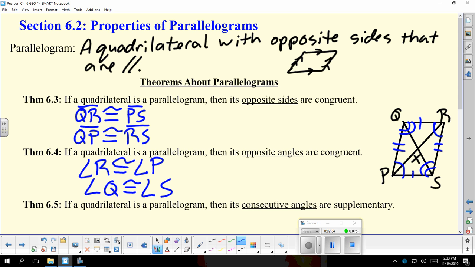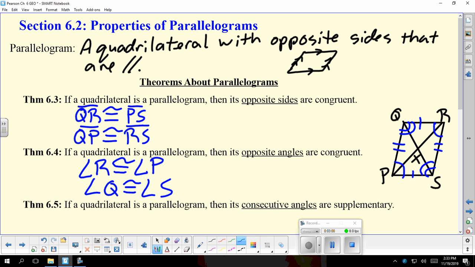And this next one you can think about. We know the sum of the angles inside a quadrilateral must equal 360, from the notes we took in 6-1. And we know that opposite angles are congruent. So we can go through a proof for this to show that the consecutive angles are supplementary. So consecutive means one after another.